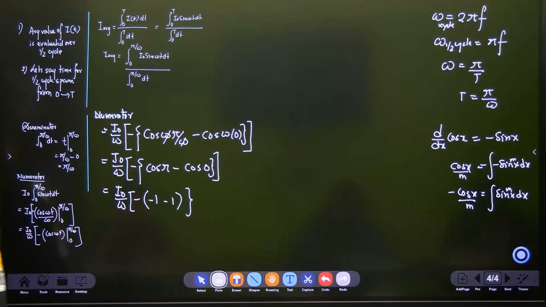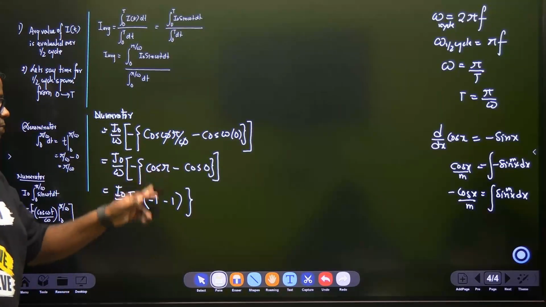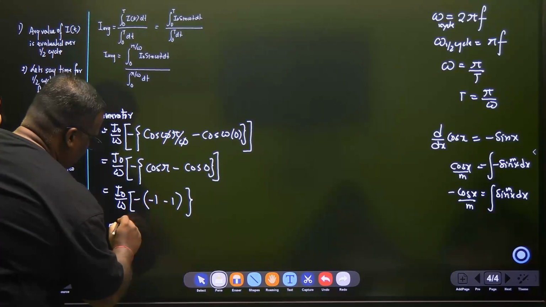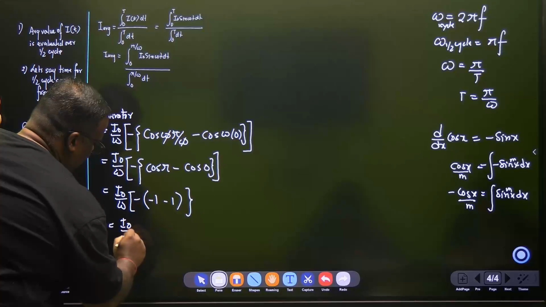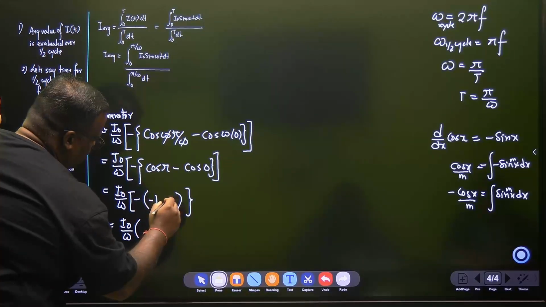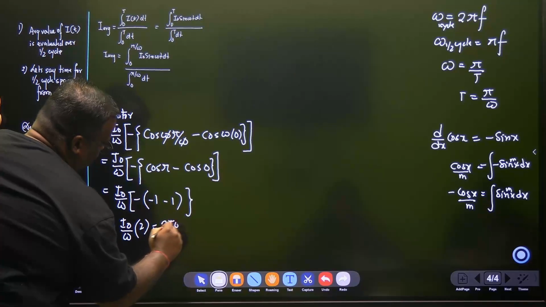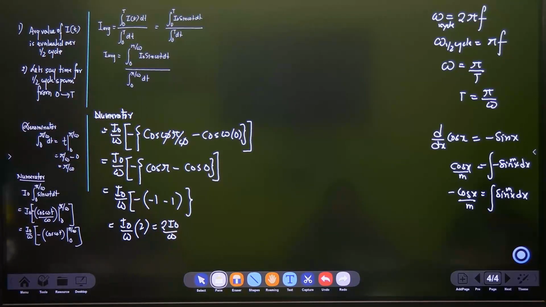Cos 0 is 1. Cos pi is minus 1. So this is minus 2. So ultimately this value becomes how much? I naught by omega multiplied by minus 1 is minus 2. Minus 2 into minus 1 is 2. So this is equal to 2 I naught by omega. Is this clear?